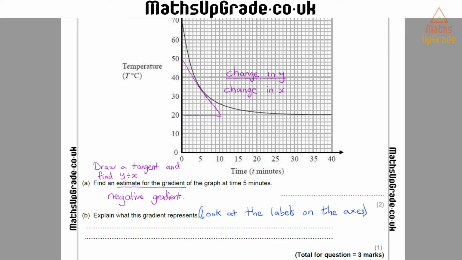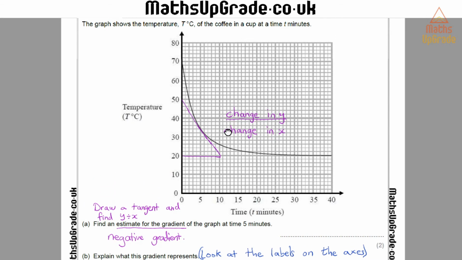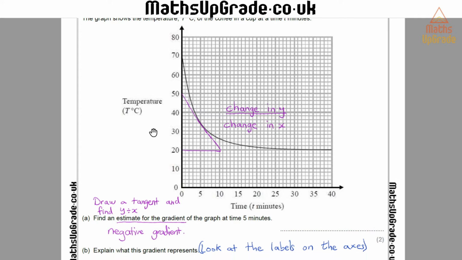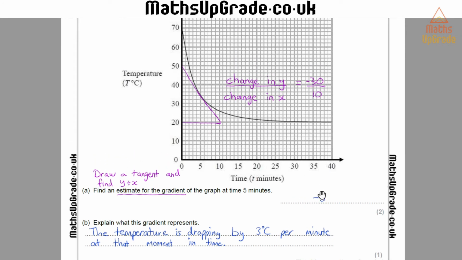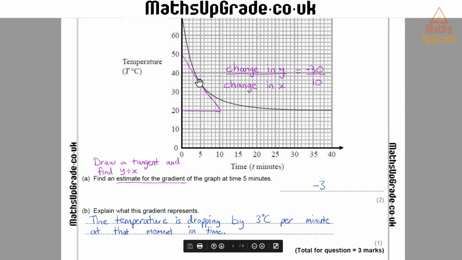In part B, we need to explain what the gradient means. So just look at the labels on the axes. The gradient is the change in the vertical divided by the change in the horizontal. So the vertical axis is showing us temperature, so it's the change in temperature divided by the change in the minutes. So it's how much the temperature changes per minute. In other words, the rate of change of the temperature. And since it's a gradient of negative 3, it's dropping by 3 degrees Celsius per minute at that moment in time, which is at 5 minutes after we started measuring. And that is 1 mark for that final question.